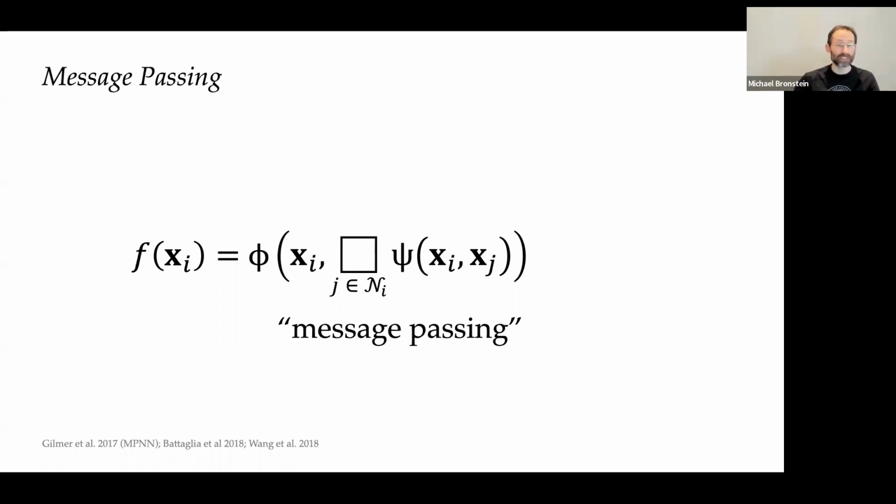So more general doesn't necessarily mean better. Of course, more general message passing neural networks demand more computation and more memory. So sometimes being simpler is preferable and sometimes also better interpretable.